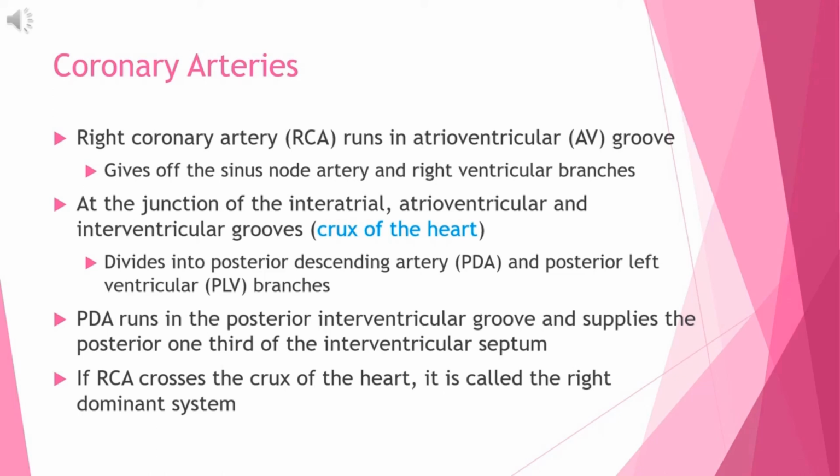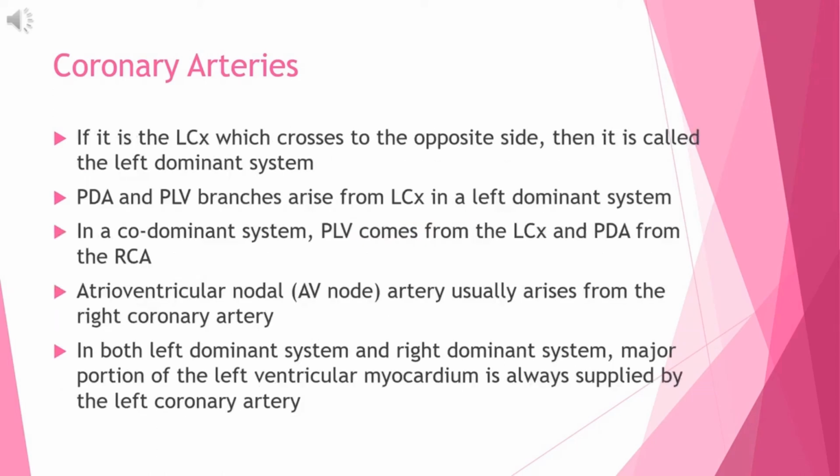If the right coronary artery crosses the crux of the heart, it is called a right dominant system. If it is the left circumflex which crosses to the opposite side, then it is called the left dominant system. PDA and PLV branches arise from the left circumflex in a left dominant system. In co-dominant system, PLV comes from the left circumflex and PDA comes from the RCA.